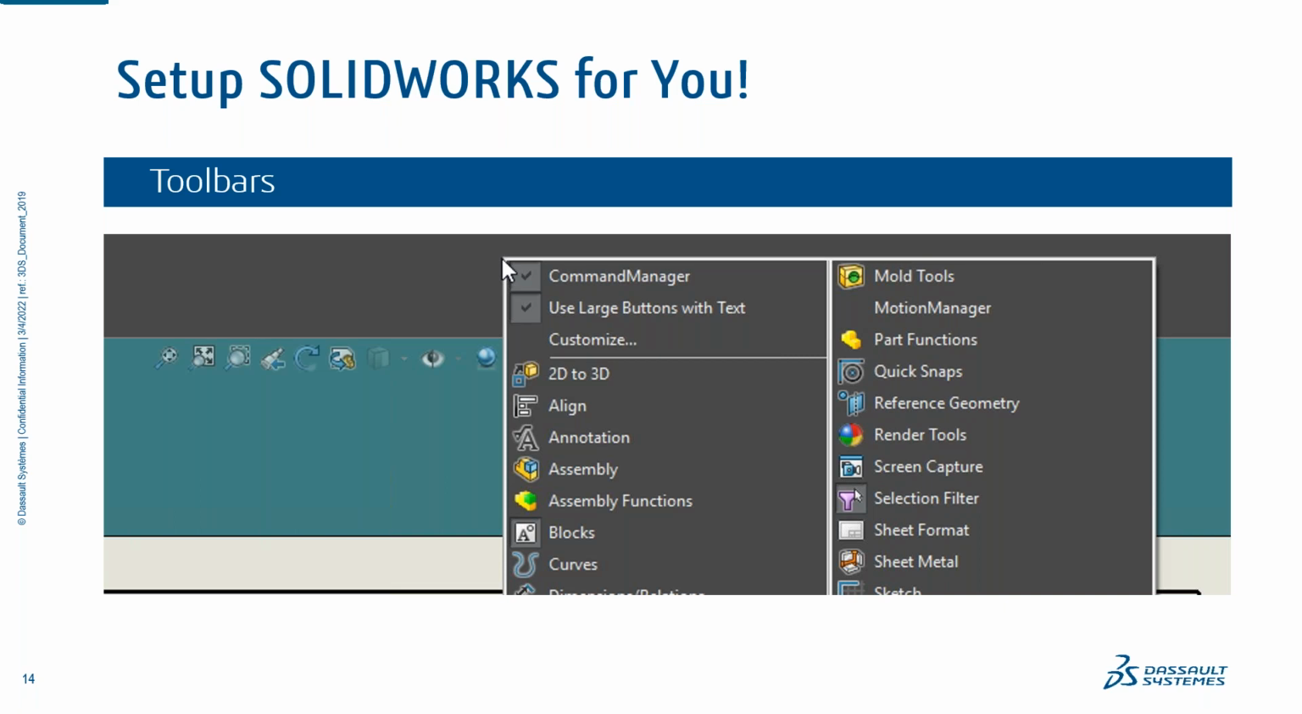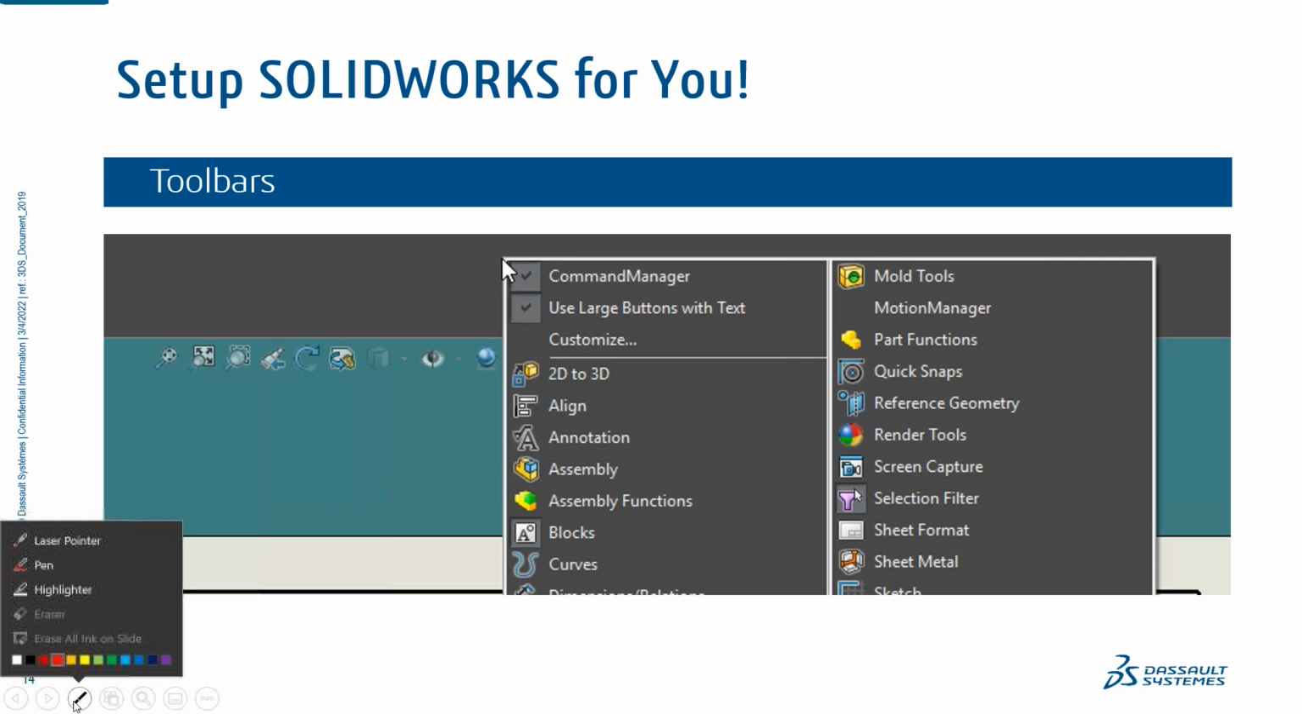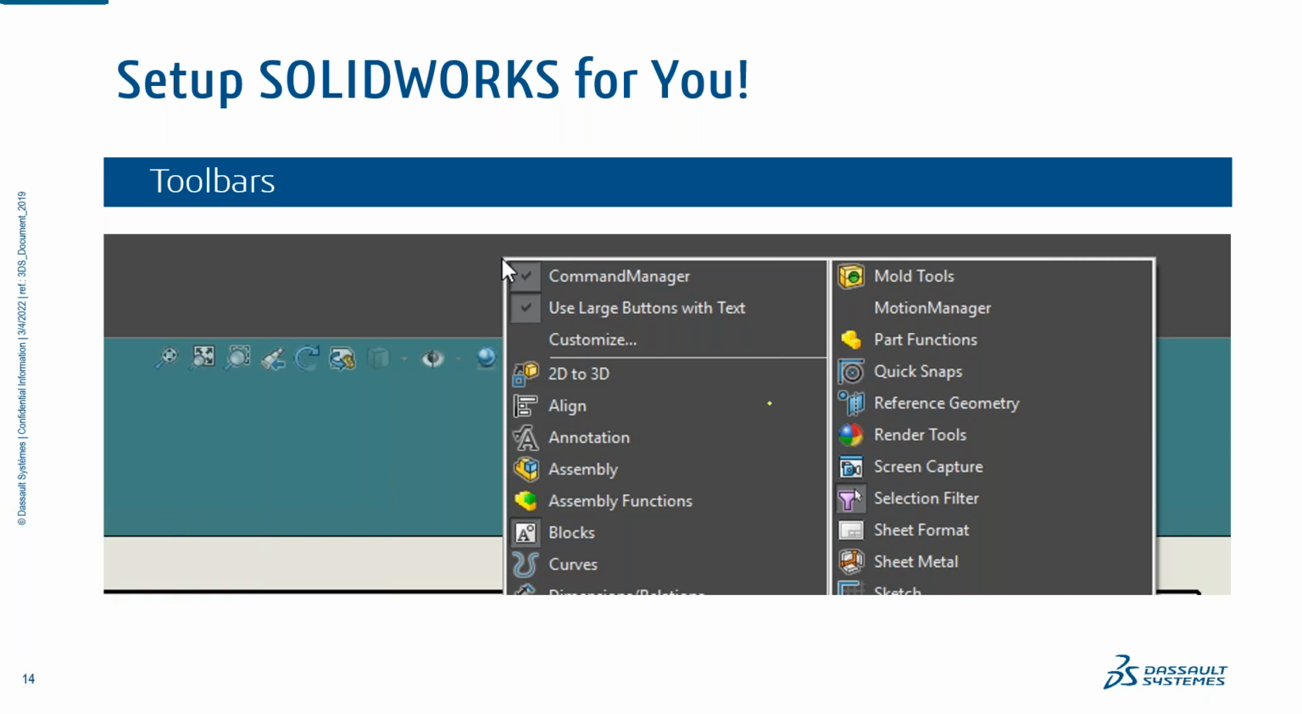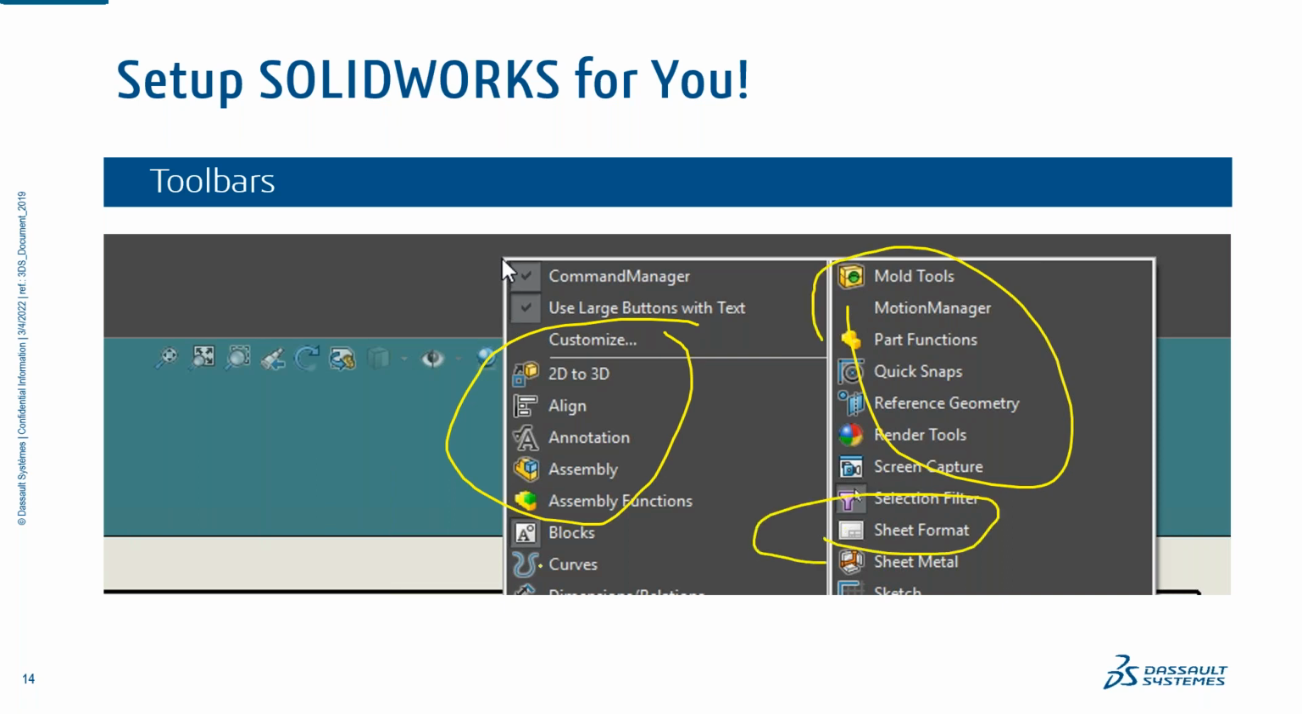So, same way as before, you can hide and show the command managers, hide and show the toolbars as needed. So you just right click, and you can see all these tools here. Let's see, pull up my highlighter here. You can see we've got all these toolbars. I mean, they're just there. You don't have to show them all the time. You don't have to hide them all the time. You just stick the ones you want.